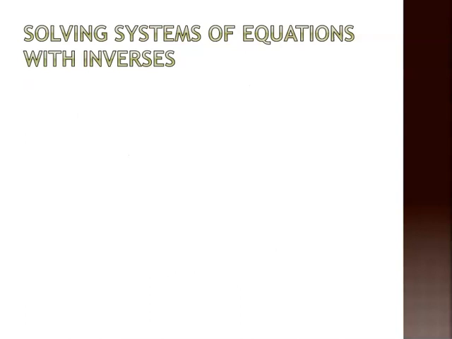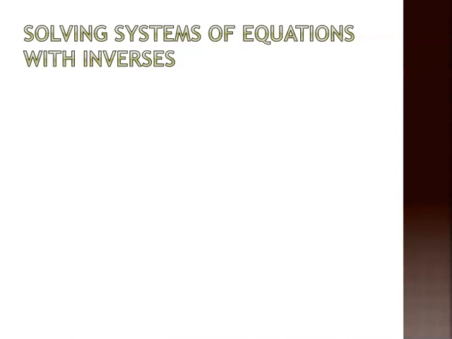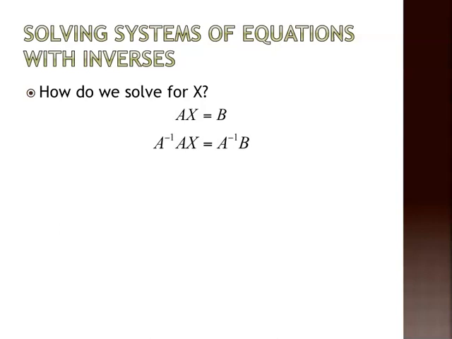So how do we go about actually solving? Well, what are we solving for? We're solving for the variables, X and Y, so the matrix of variables. We need to solve for our matrix X. So how do we do that? Well, in order to get X by itself, we would have to multiply both sides by the inverse. So if I multiply by the inverse of A on both sides, then the inverse of A times A is equal to the identity matrix. And since the identity matrix times anything is going to be that matrix, then this is just equal to X. So X is equal to A inverse times B.